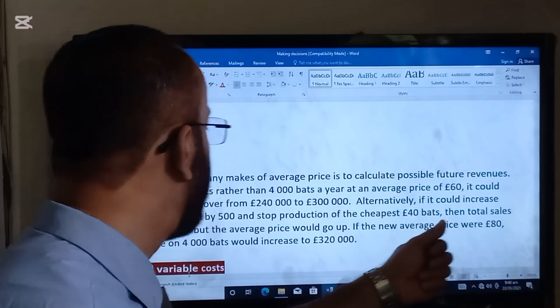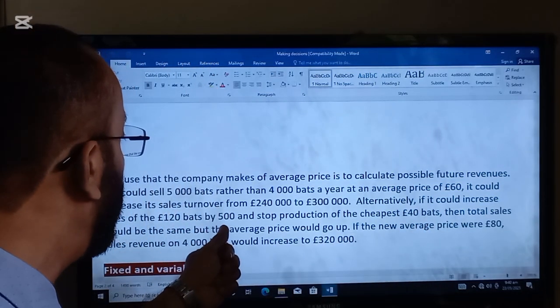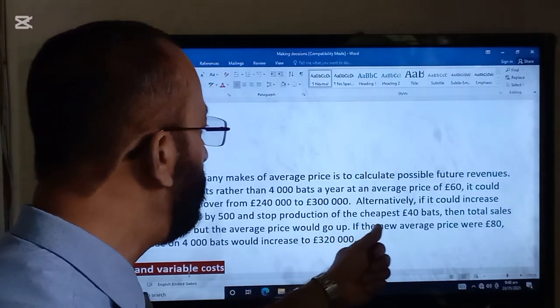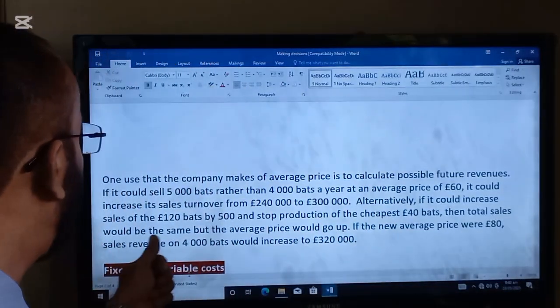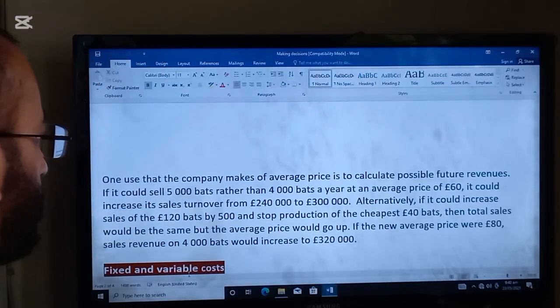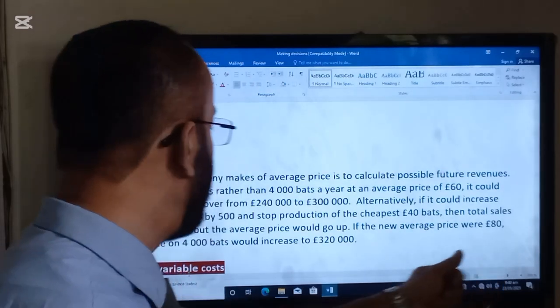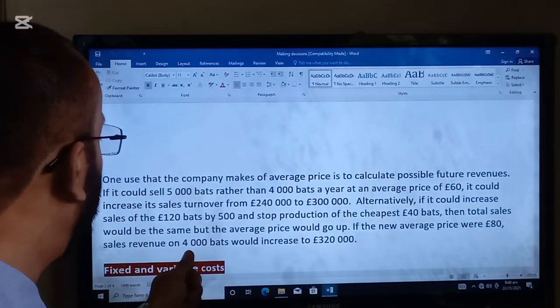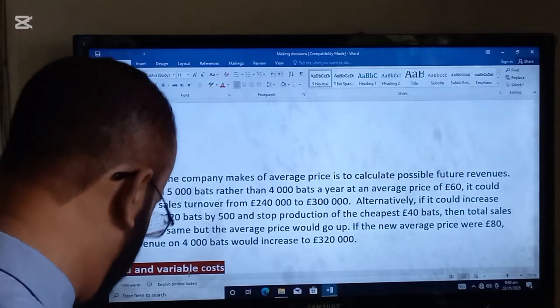Alternatively, if it could increase sales of the 120-pound beds by 500 and stop production of the cheapest 40-pound beds, then total sales would be the same, but the average price would go up. If the new average price were 80 pounds, sales revenue on 4,000 beds would increase to 320,000 pounds.